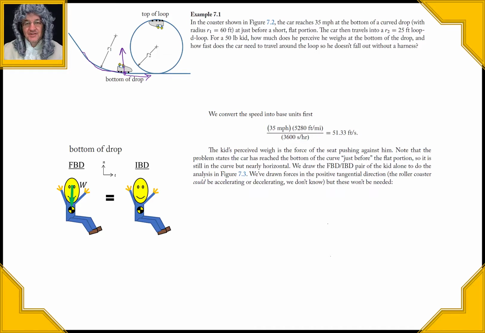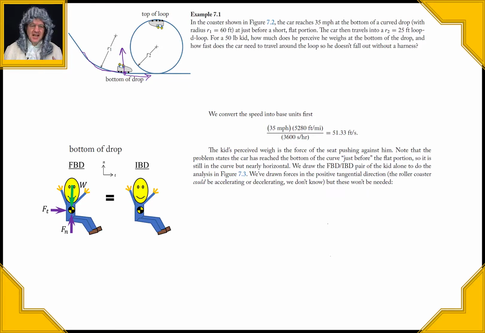Even though he does have size and shape, his size and shape don't matter to us, so we're still treating him as a particle. He's got a weight that's going downwards, and he's got a normal force. I didn't draw it on his seat, but that's what he's feeling, like the seat is pushing up onto him. And there's also some tangential force that would be moving them along.